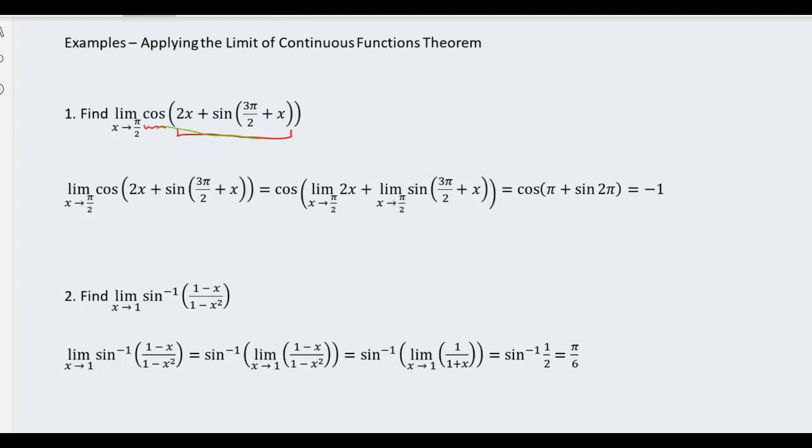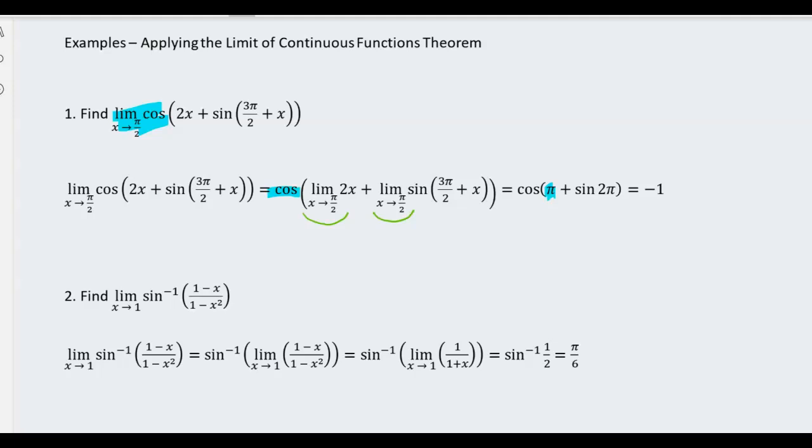Notice that what we're going to do is take the limit and we're going to move it inside the parentheses, and then cosine is going to come out to the front. Again, the composition function is cosine of something. So all we're doing is exchanging the order of where cosine and where limit are, so that we can take the limit of 2x on its own. Well, that's pretty easy, right? If I put pi over 2 in there, I'm going to get pi.